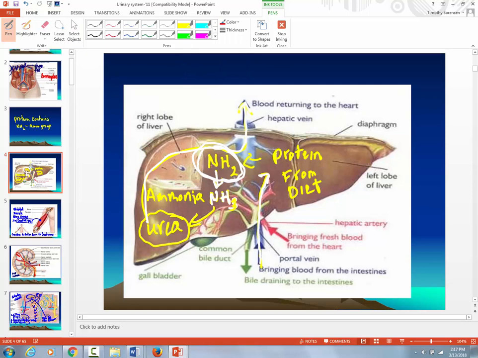Amino acids carry that amino group. And in the liver, that amino group is hacked off and converted to ammonia. And then the ammonia is converted to urea. And urea gets dumped into the blood, and you have to filter that out.